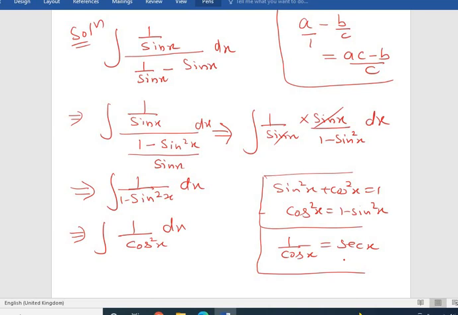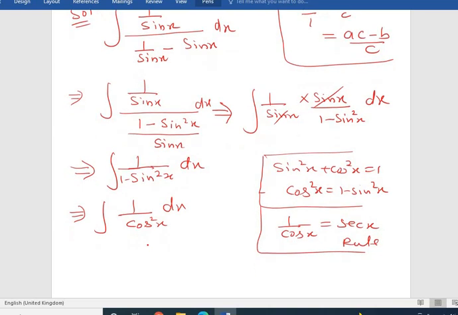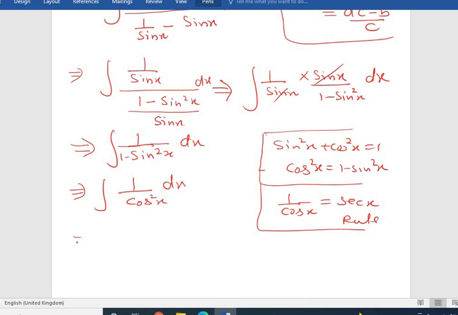1 divided by cosine of x is equal to sec x. This is also a rule. So 1 divided by cosine square x means sec square x. So finally it reduces to sec square x dx. And everybody knows what is the integration of sec square x? Integration of sec square x is tan x plus c. This is the answer of that one.